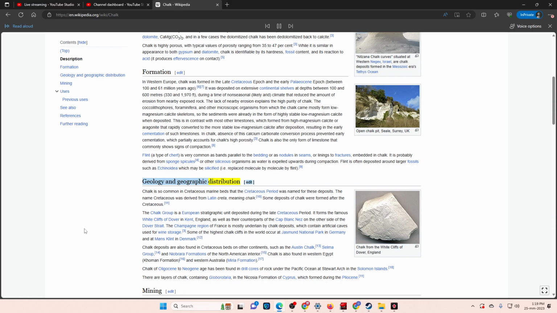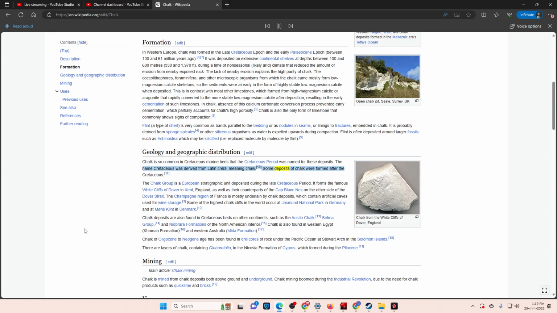Geology and geographic distribution. Chalk from the White Cliffs of Dover, England. Chalk is so common in Cretaceous marine beds that the Cretaceous period was named for these deposits. The name Cretaceous was derived from Latin creta, meaning chalk.